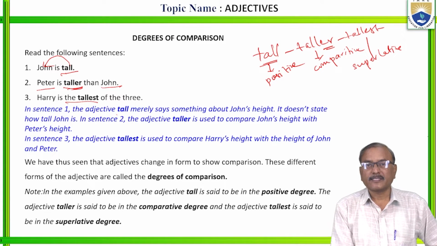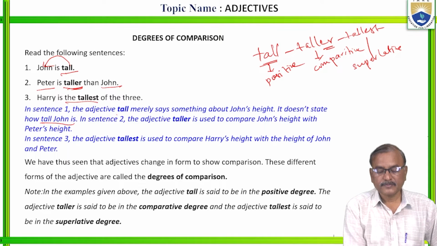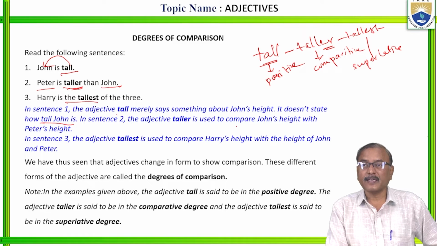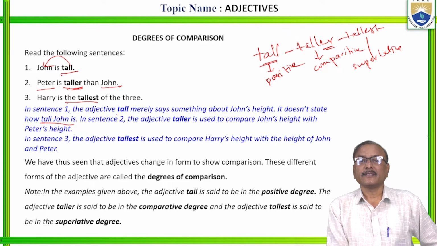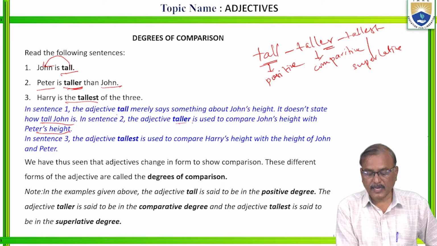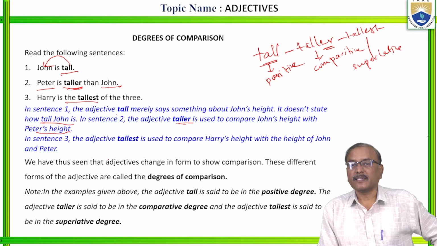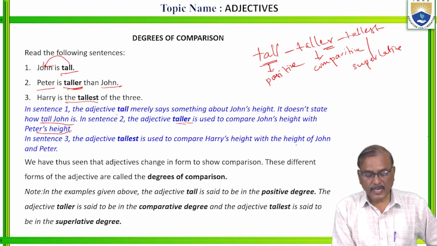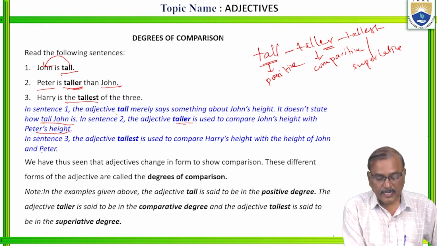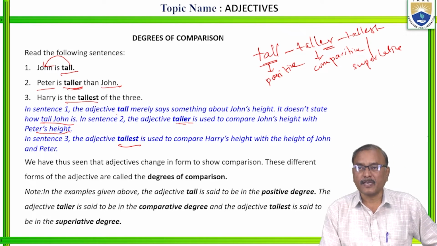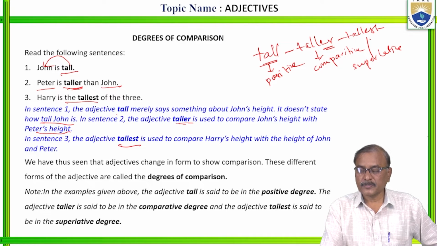It does not state how tall John is. Is it clear? In sentence 2, the adjective taller is used to compare John's height with Peter's height. In sentence 3, the adjective tallest is used to compare Harry's height with the height of John and Peter. Is it clear? So this is the tallest. So remember, adjectives have three forms: positive form, comparative form, superlative form.